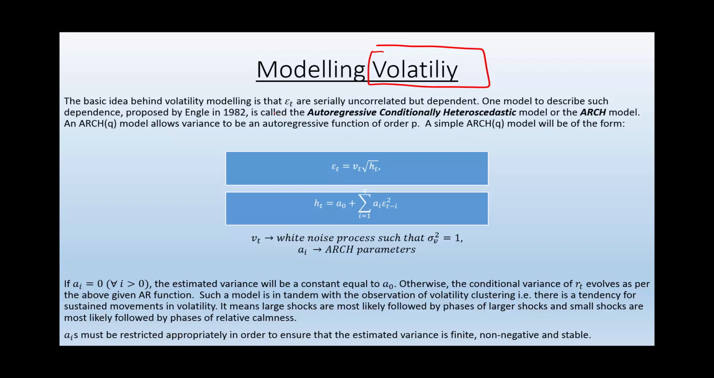So the idea behind the volatility model is that the error term that we know in a time series is serially uncorrelated but dependent. That's important to understand here. They're uncorrelated with each other, that's an assumption, but they're dependent in some way. So one model to describe such dependence was given by Engle, for which he received a Nobel Prize, and that's when the ARCH model came into the picture. Now, heteroscedasticity is a problem that you often come across in cases where you have time series data, and to model that we use the ARCH model.